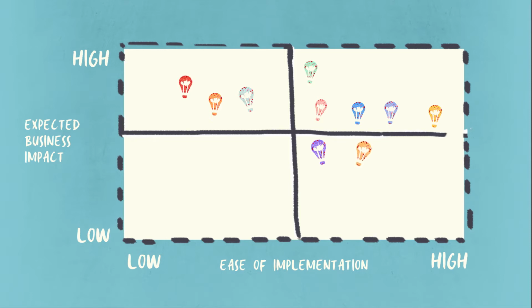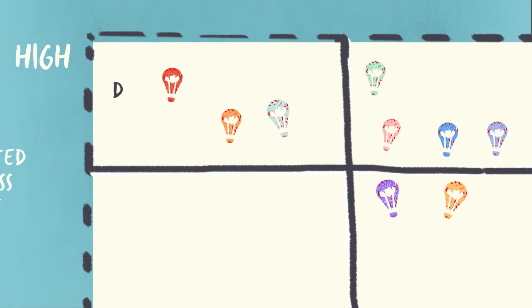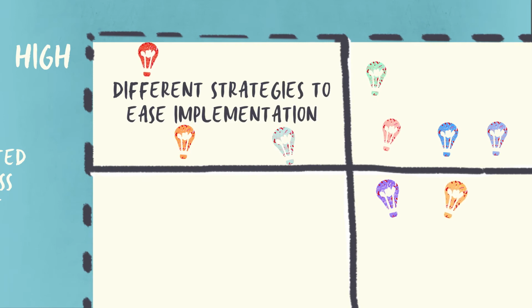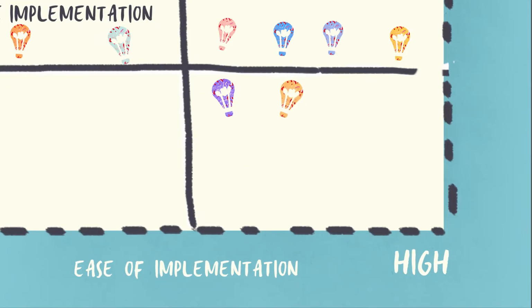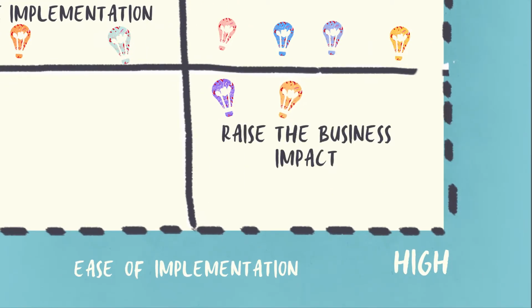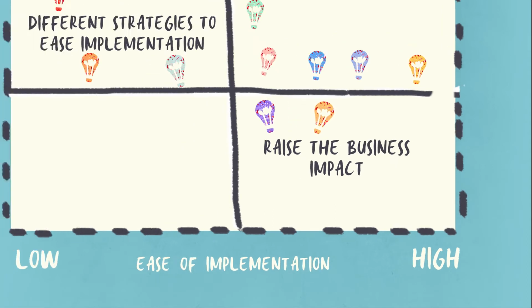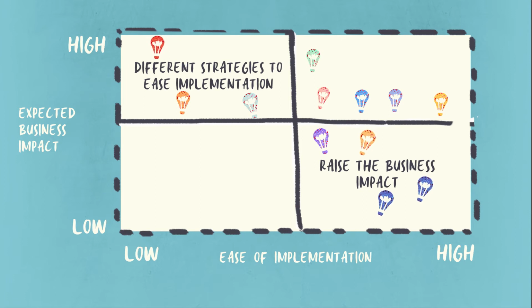For ideas in the upper left field, you need to think about different strategies to ease implementation. These may be more long-term ideas. For projects in the lower right field, you need to think of ways to raise the business impact. Maybe creating new business models around the ideas or combining them with other ideas can have the impact that you need. Remember back to video 2 when we considered the SCAMPER model.